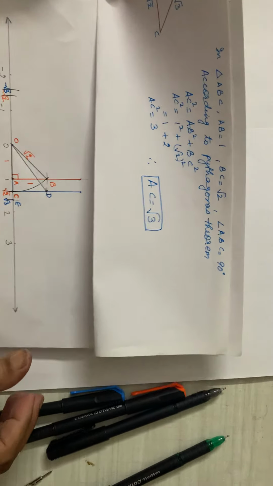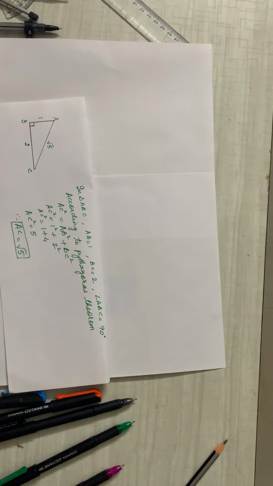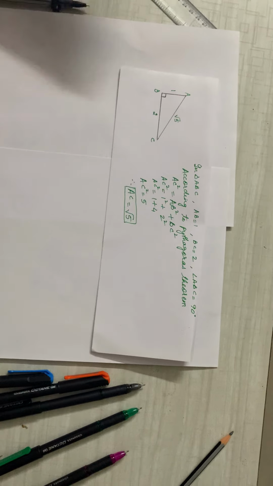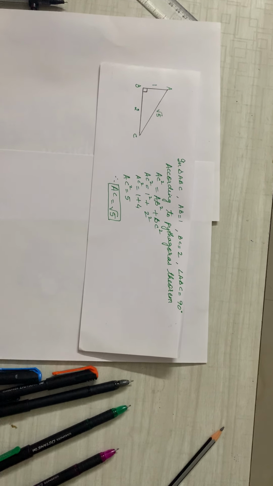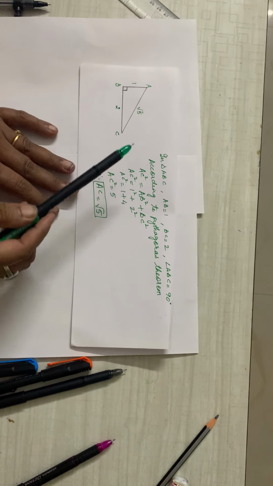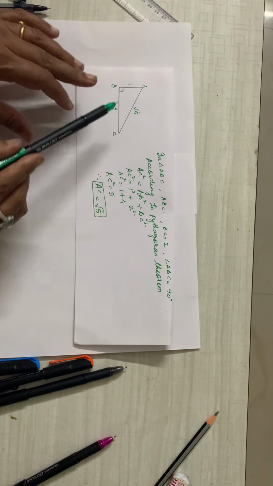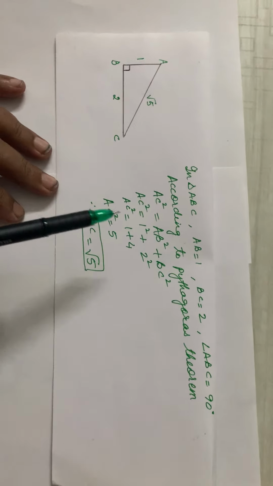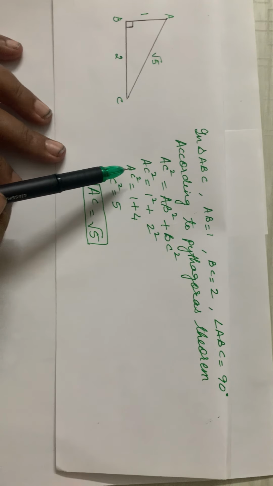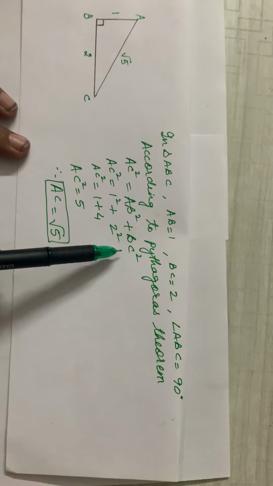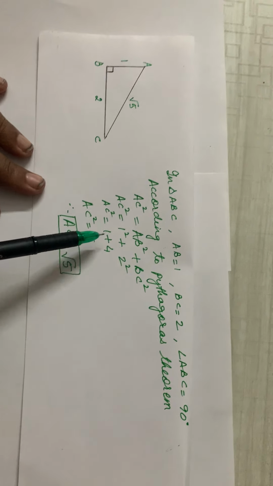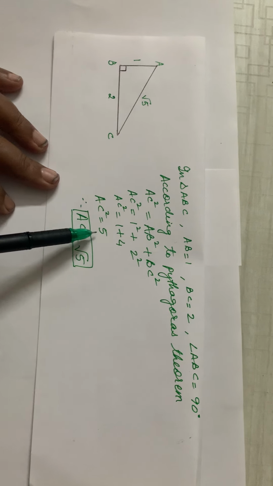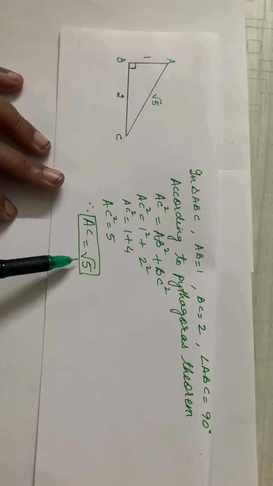Now let us take some more examples. If we want to show square root of 5, we have to again draw a right angle triangle, but now the sides will be 2 units and 1 unit. Again, by using Pythagoras theorem, we will get AC square equal to AB square plus BC square. That is 1 square plus 2 square, that is 1 plus 4. AC square will be 5. Therefore, AC will be square root of 5.